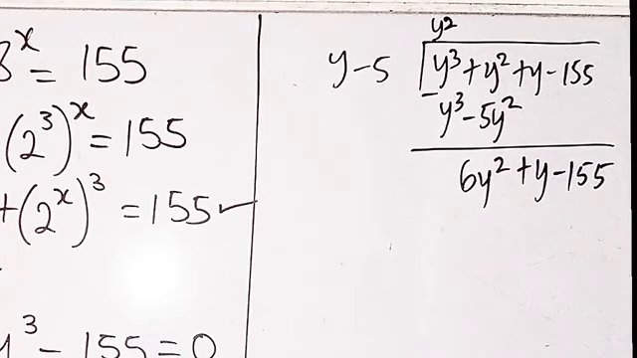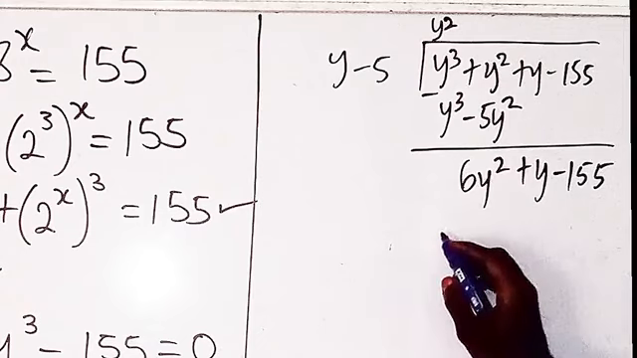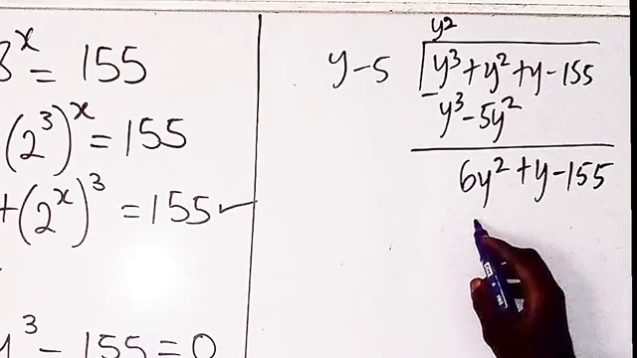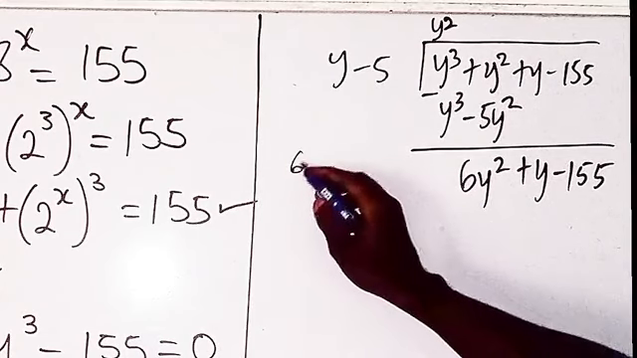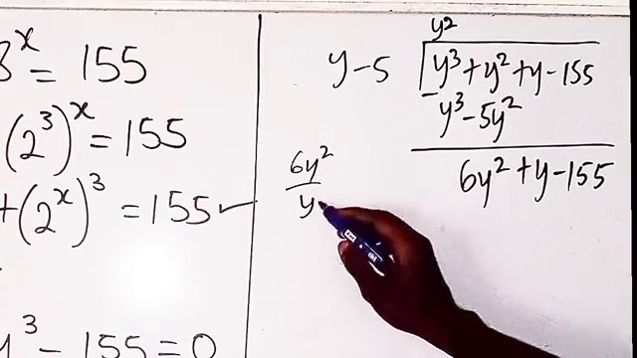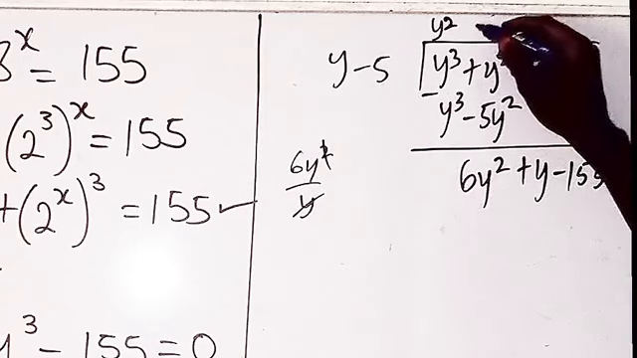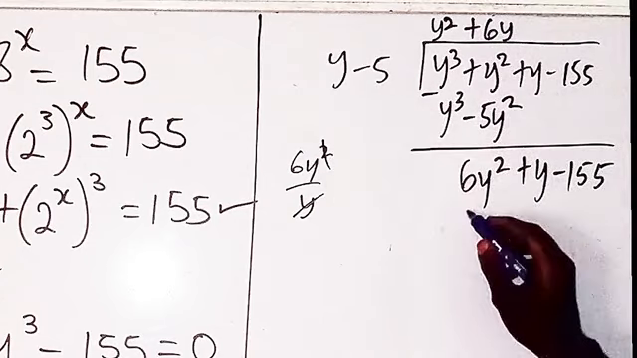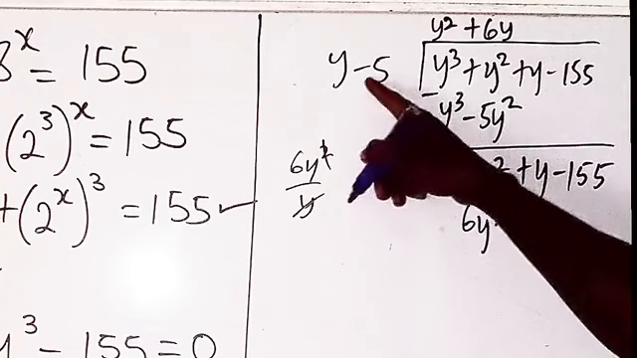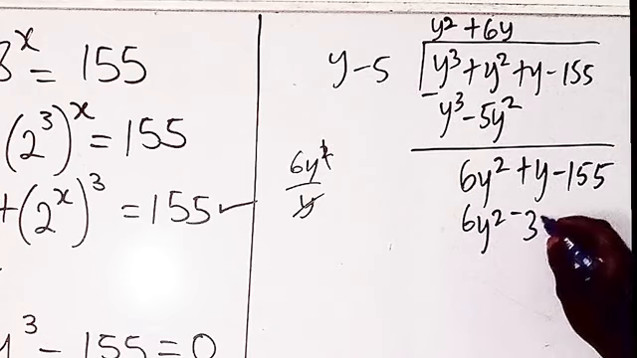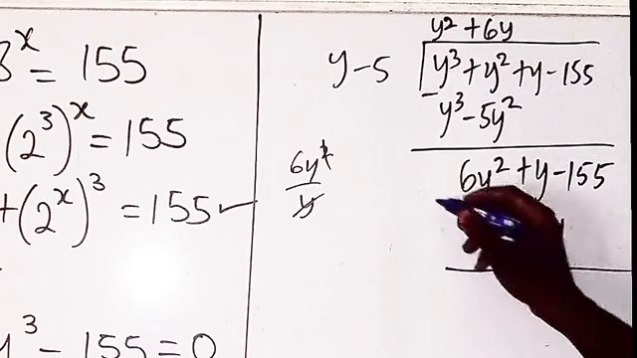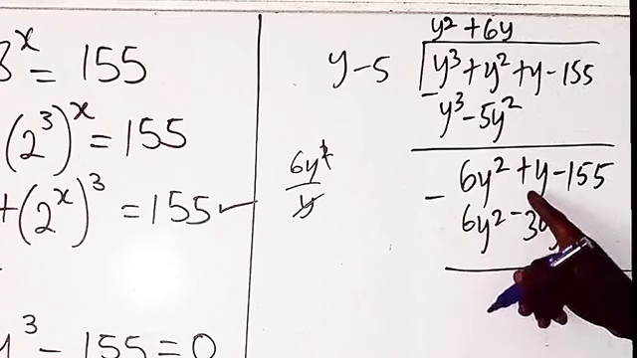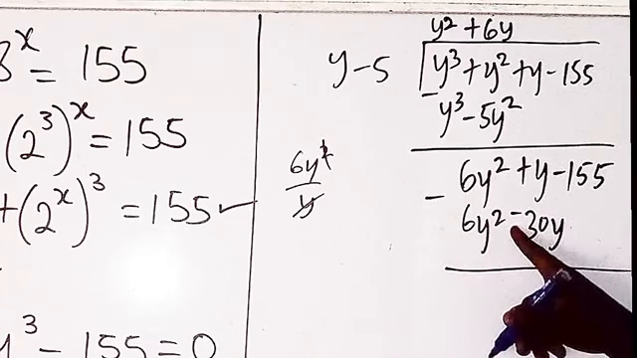Are we following? So from there, the next thing we're going to do, repeat: y in 6y squared. That is 6y squared divided by y. So this y, we cancel this, we have plus 6y. So 6y times y, we have 6y squared. 6y times this, we have minus 30y. Then you do subtraction. So 6y squared minus 6y squared, we are going to have 0. So minus is going to be plus.